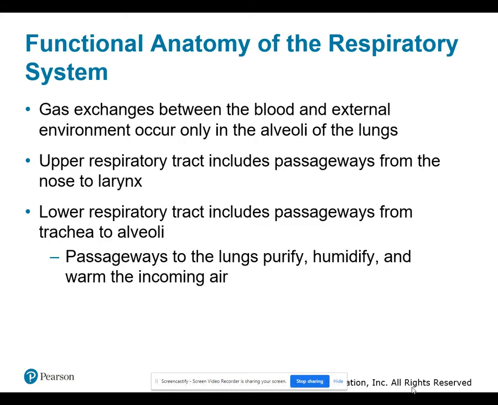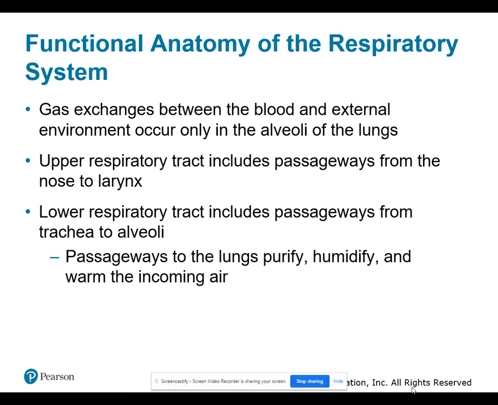If we talk about the functional anatomy of the respiratory system, gas exchange occurs between the blood and the external environment at the alveoli of the lungs. This is where air from the outside gets breathed in and transferred to your blood to go to the rest of your body. Now, your upper respiratory tract is just passageways to get from the outside air to your lungs. So this is passageways from your nose all the way down to your larynx, which we're going to learn is known as your voice box. Your lower respiratory tract includes passageways that take you all the way from your trachea down to your alveoli.